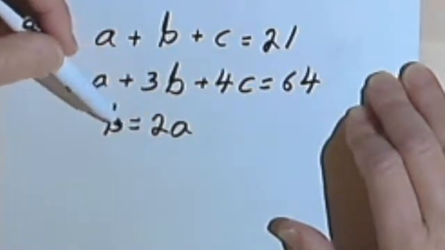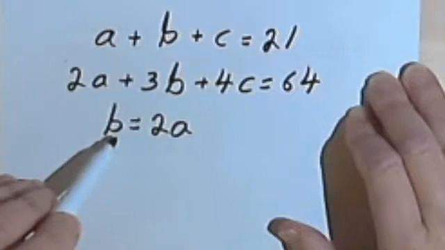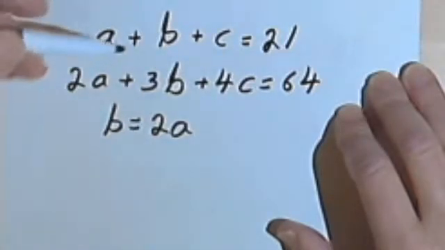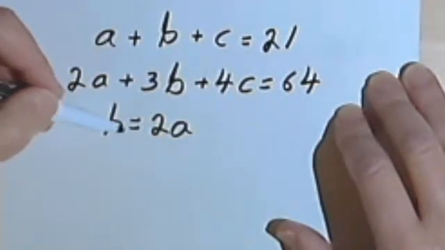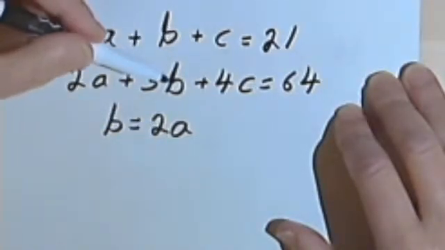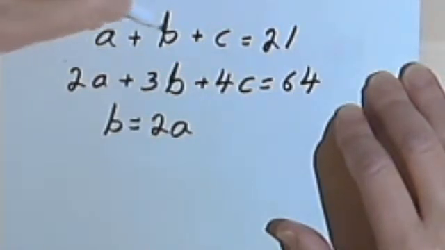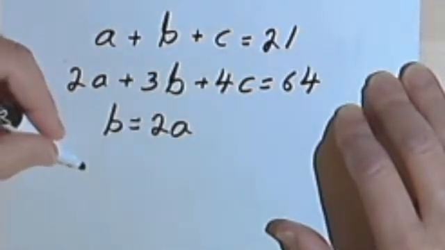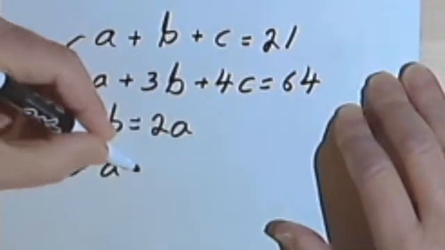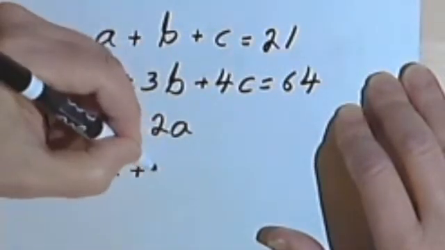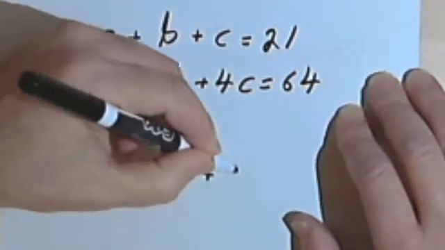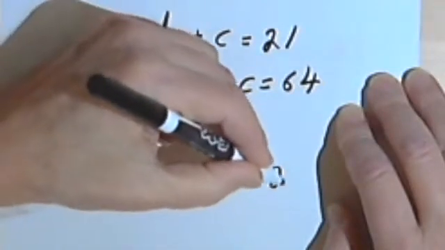Now, this is really nice, because what we're going to do is use this b equals 2a and do some substitution. In other words, I'm going to take the value for b, which is 2a, and plug that in wherever I have a b in the first or the second equations. So my first equation, a plus b plus c equals 21, is going to become a plus, and instead of plus b, I'm going to write plus 2a, since b is the same as 2a, plus c equals 21.